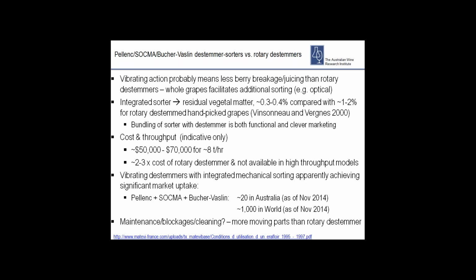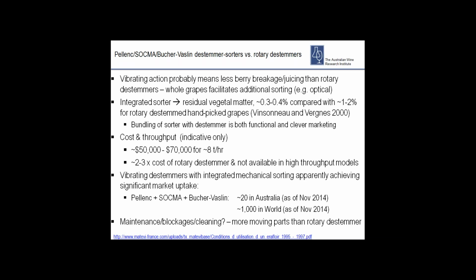These new destemmer sorters are more expensive. From a few indicative prices I attained, they seem to be about 2 to 3 times more expensive than a rotary destemmer with the same throughput. They're also still only available in fairly low throughput models. Last year, when I looked at it from discussions with different suppliers, I estimated there were probably around 1,000 of these new destemmer sorters in the world. It'd probably by now be a few hundred more than that.